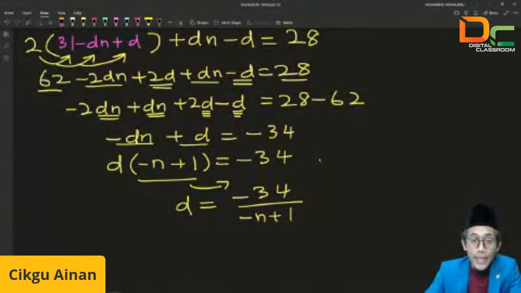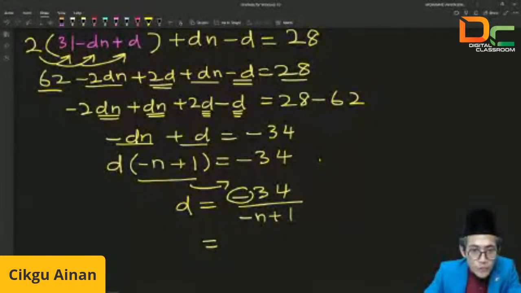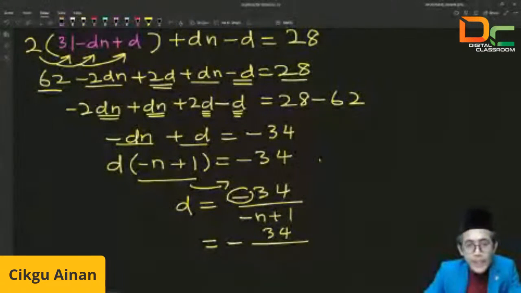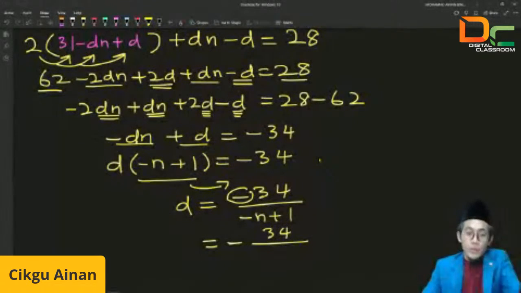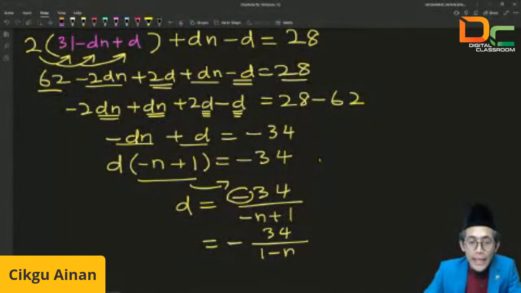Okay, we can factorize. Tapi tak payah kot, biar je lah. Tak payah lah, pening kepala, biar je. Okay, we put this negative, the negative over here, okay, and then 34. And then this minus 1 plus 1, okay, you just turn it sideways. So 1 minus n. 1 minus n.